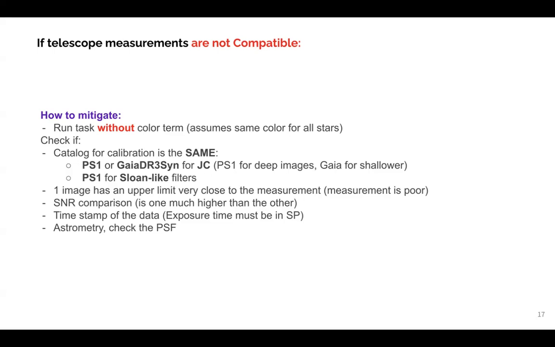You need to check if one image might have a detection that's very close to the upper limit, which means that it's a pretty weak detection, if the SNR is much higher on one of them than the other, if the exposure is comparable or not, and also the astrometry, because this turned out to be a problem with some of the images. The astrometry is bad and it needs to be redone.